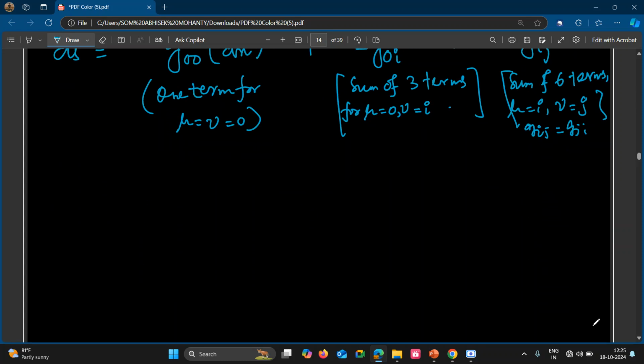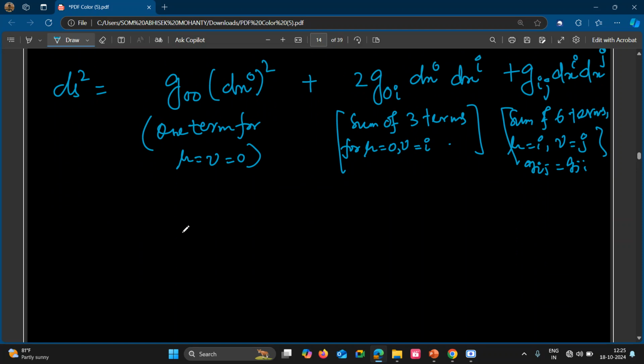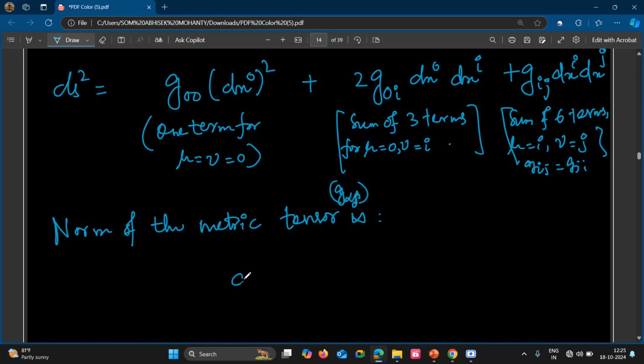So the norm of the metric tensor will be what? Norm of the metric tensor is g alpha beta. The norm squared is equal to delta alpha alpha, which is equal to 4, in 3 plus 1 dimensions.